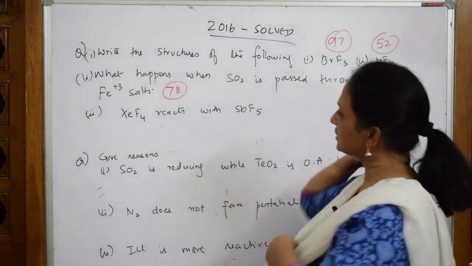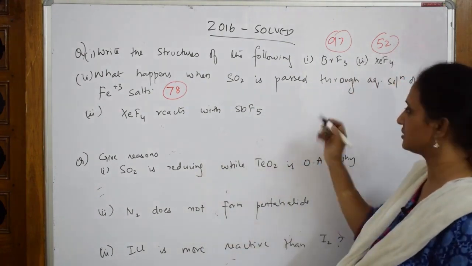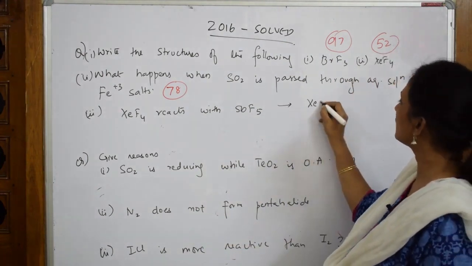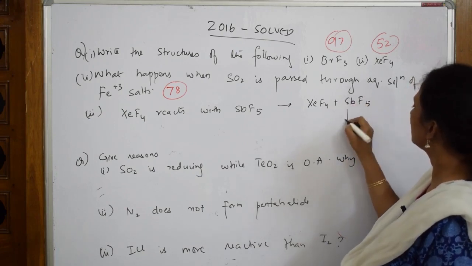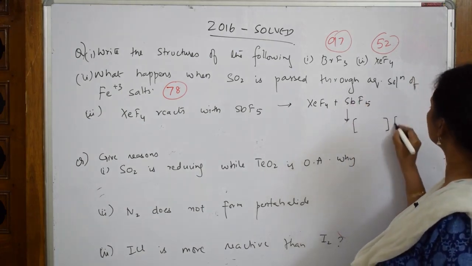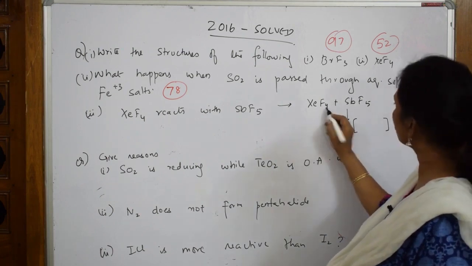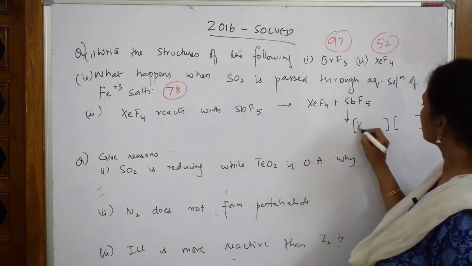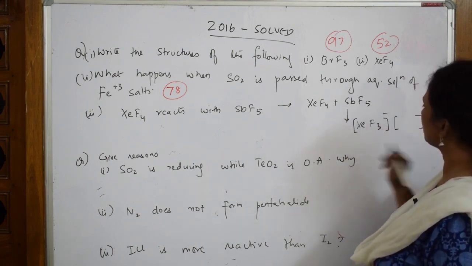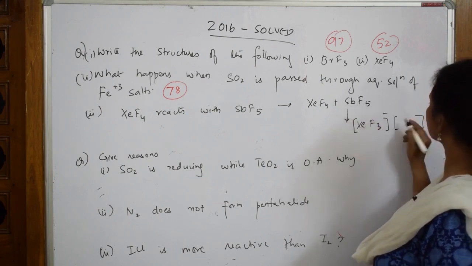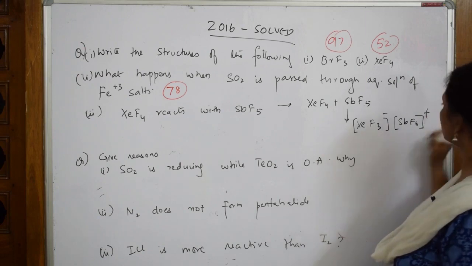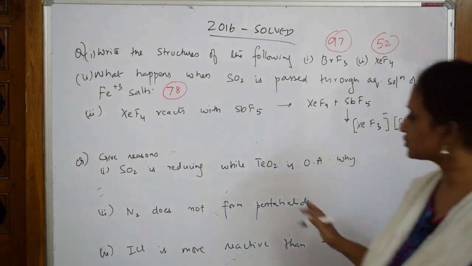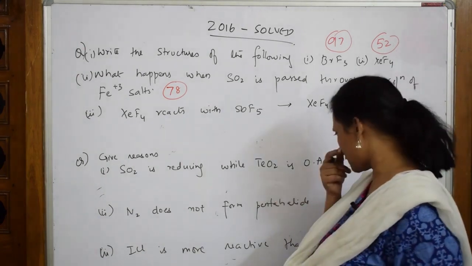So next question, XeF4 reacts with SbF5. Okay, simple question this is. XeF4 plus SbF5. Simple. It's going to form two complexes. Just see, one fluorine from here shifts to this. So this becomes XeF3+, because this is accepted, this becomes SbF6-. That's it. This is the complex. Done. SO2 is reducing while TeO2 is oxidizing.